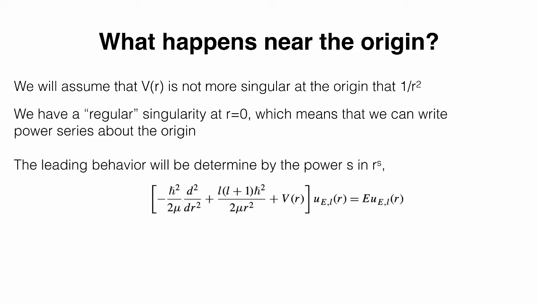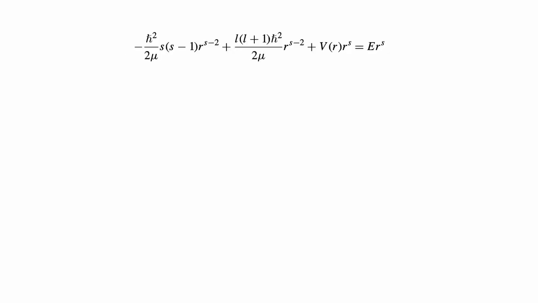Of course, it is straightforward to show that if v of r is not more singular at the origin than 1 over r squared, that means that v of r is going to look like this for now. I mean, we are going to make a simplification in a second. The point is that I can easily take the second derivative of r to the power s, and we end up with this equation, which is reproduced here.